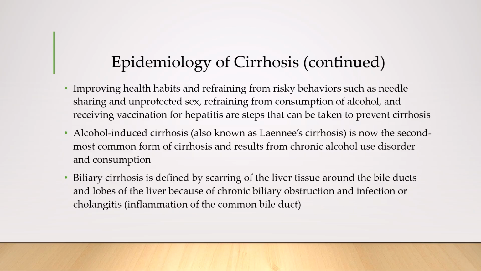So, improving health habits and refraining from risky behaviors, such as needle sharing and unprotected sex, refraining from consumption of alcohol, and receiving vaccination for hepatitis, are steps that can be taken to prevent cirrhosis. Alcohol-induced cirrhosis, also known as Laennec cirrhosis, is now the second most common form of cirrhosis and results from chronic alcohol use disorder and consumption.